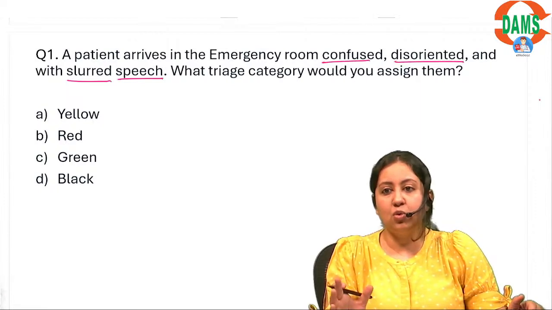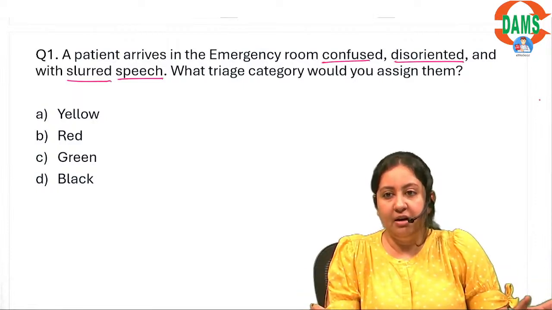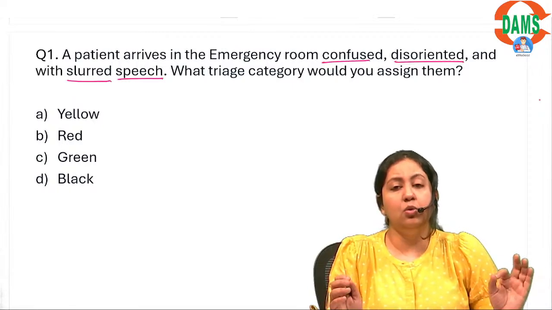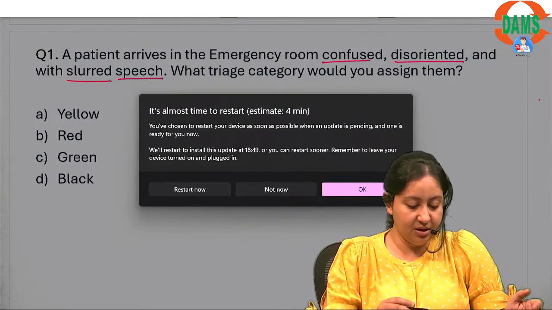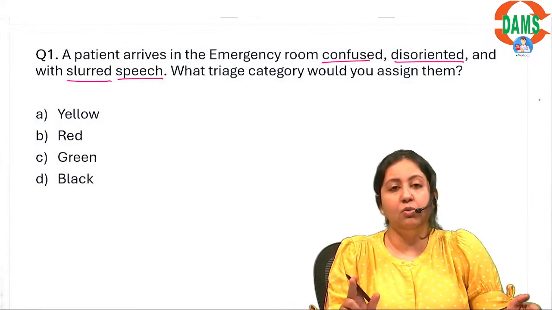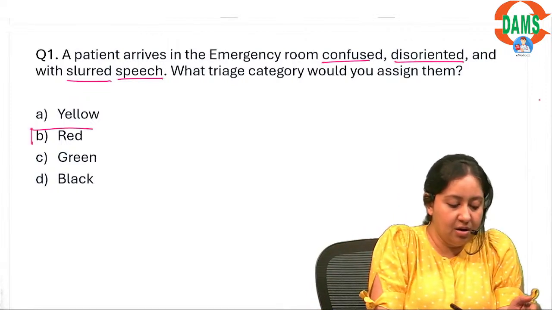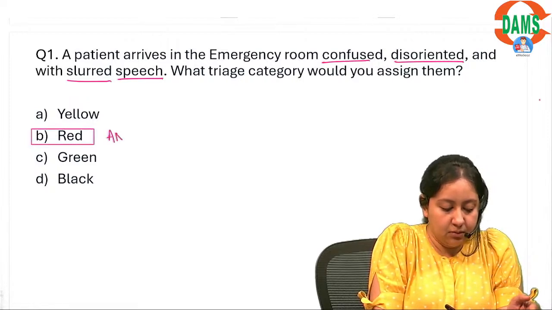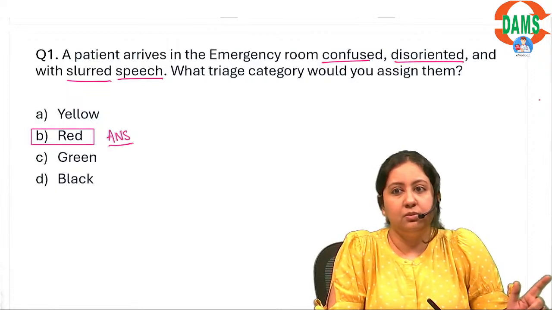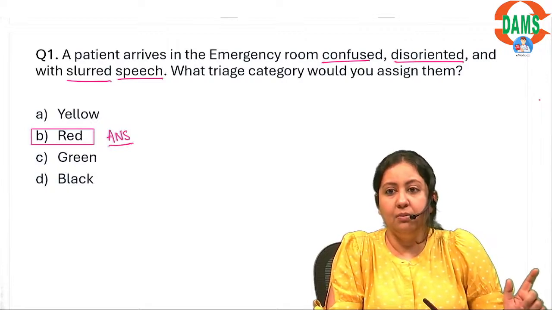And what is a stroke? In very simple terms, it is nothing but maybe an intracranial bleed. Such patients need urgent care to minimize the neurological deficit. So the correct answer here is red. To all those who have answered yellow, is it understood?